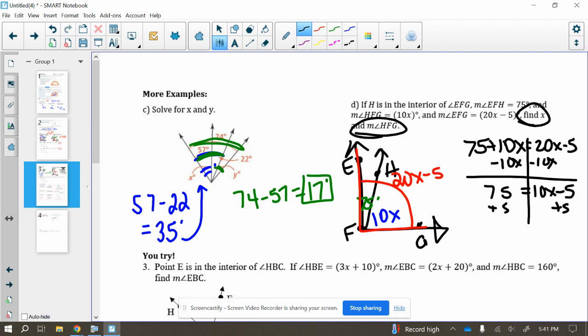Add the 5 to both sides. We get 80 equals 10x. And when we divide by the 10, x equals 8. That's part 1. Part 2 then is to find HFG, piece here with 10x. So we're going to take 10 and multiply it by our x value of 8 to get our other answer of 80.